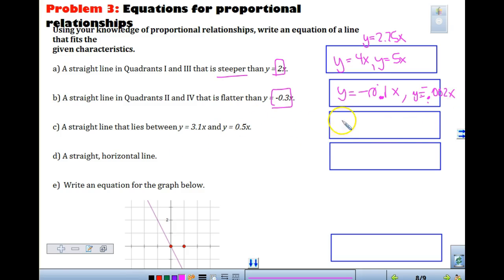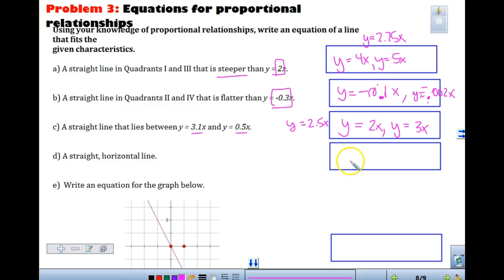In this next one, what do I have to know, that the number has to be in between what two numbers? 0.5 and 3.1. Logan, give me one answer. Y equals 2x. Gunnar, give me another answer. Y equals 3x. Give me another answer. Robert. 2.5x. Anything, so as long as it's between.